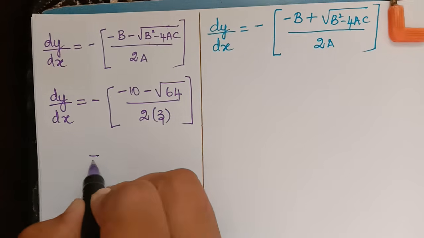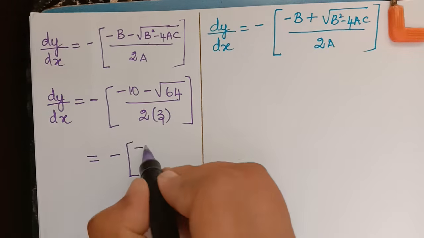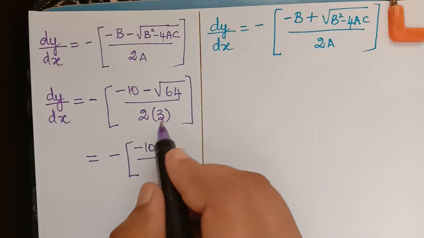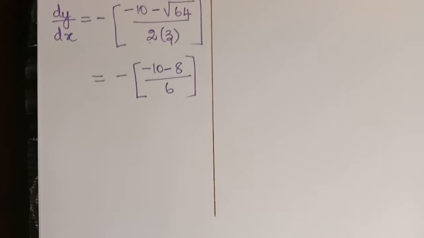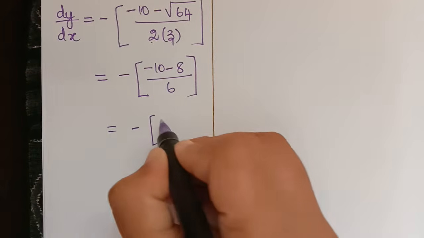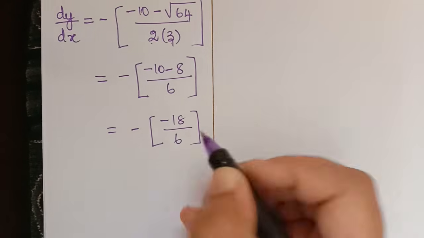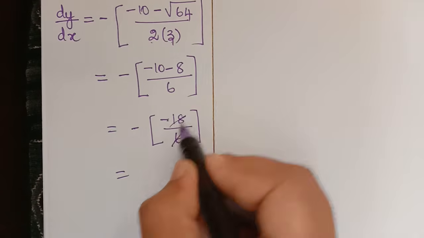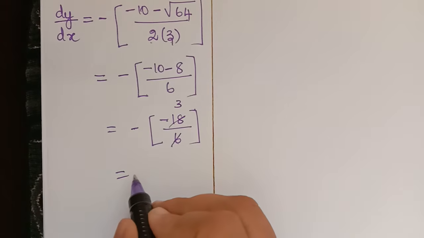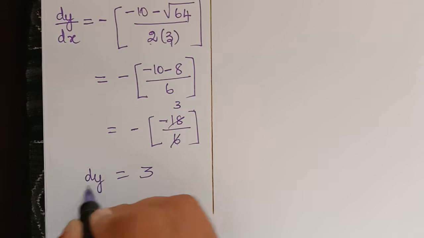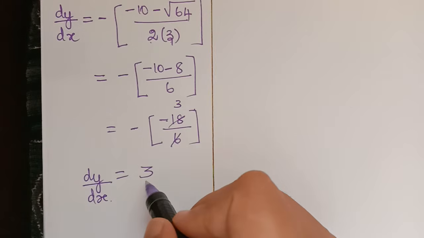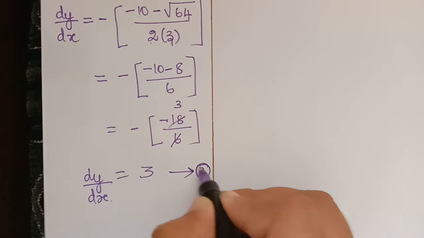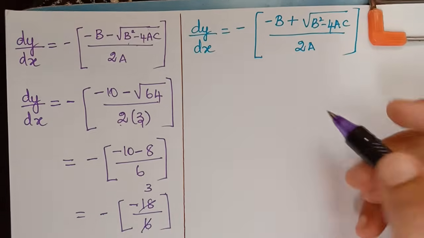So therefore dy by dx will be equal to minus of, minus 10 minus the square root of 64 is 8. So 8 divided by 3 2 times is 6. And so that will be equal to minus of, minus 18 divided by 6. So that's equal to, minus into minus will become plus, and then 18 when we cancel out it becomes 3, and so here we will have 3. So therefore dy by dx, the first characteristic equation we have obtained, is equal to 3. So let us mark this as equation 2, and then we have to solve this.